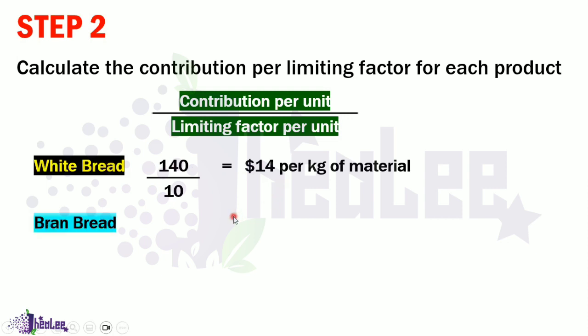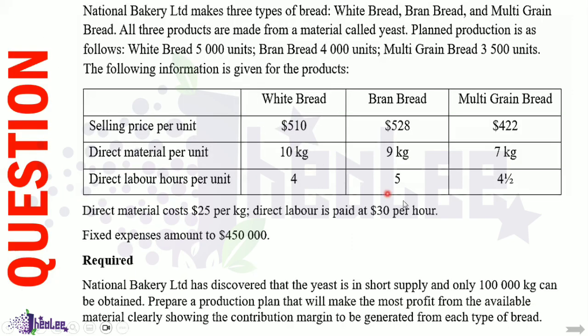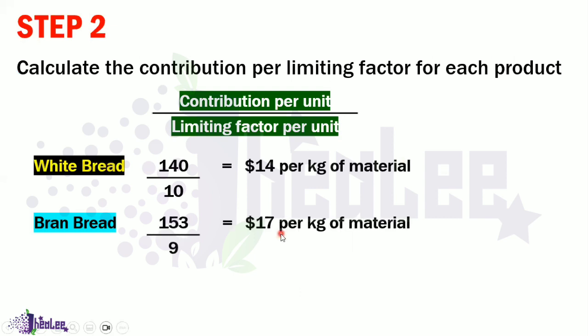Let's move into that for the bran bread. And remember, to calculate, it is the contribution per unit divided by the limiting factor per unit. The contribution per unit for bran bread is $153. And we're going to divide this 153 by the limiting factor of 9 kg. So it's 153 divided by the 9 kg, and that gives us a result of $17 per kg of material. So we're seeing that the bran bread contribution per limiting factor is $17 per kg.